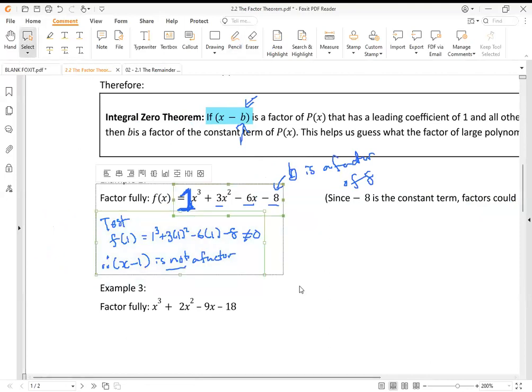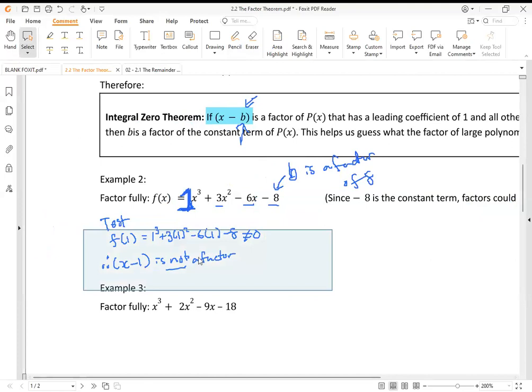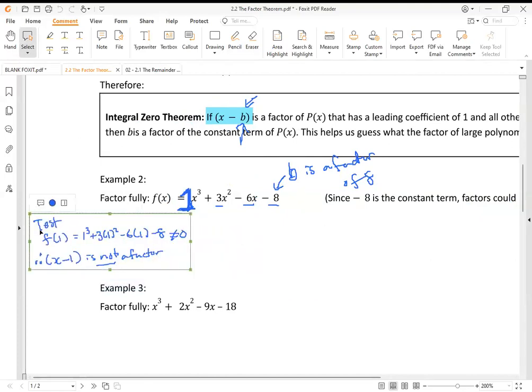You're running out of space here, so I am going to try it again. Okay, what's the next number? Next easiest number: negative 1. I'm going to test it.